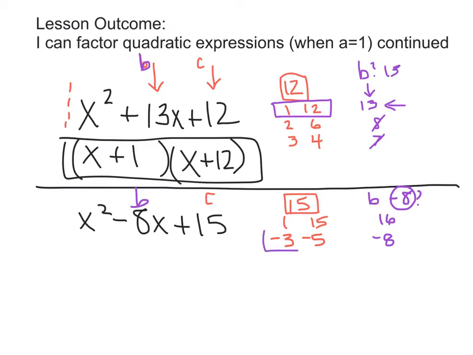So now we know these are the 2 numbers we need in our factors. So we put our 2 binomial parentheses down. x times x will give us that 1x squared, and a minus 3 and minus 5 will get us what we need for our factors.